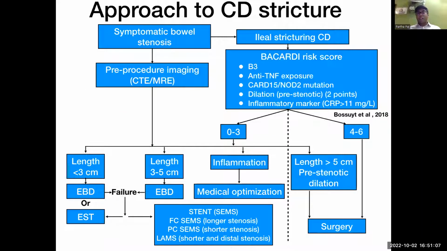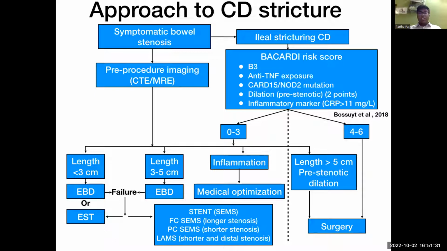So this is the approach that we use for Crohn's disease stricture. We can use this Bacardi risk score. You can refer to this article; I'm not going into details of this. If the length of the stricture is more than 5 centimeters with pre-stenotic dilatation, you directly go for surgery. If there is inflammation, you optimize medically. If the length is less than 3 centimeters, you can either go for endoscopic balloon dilatation or stricturotomy.